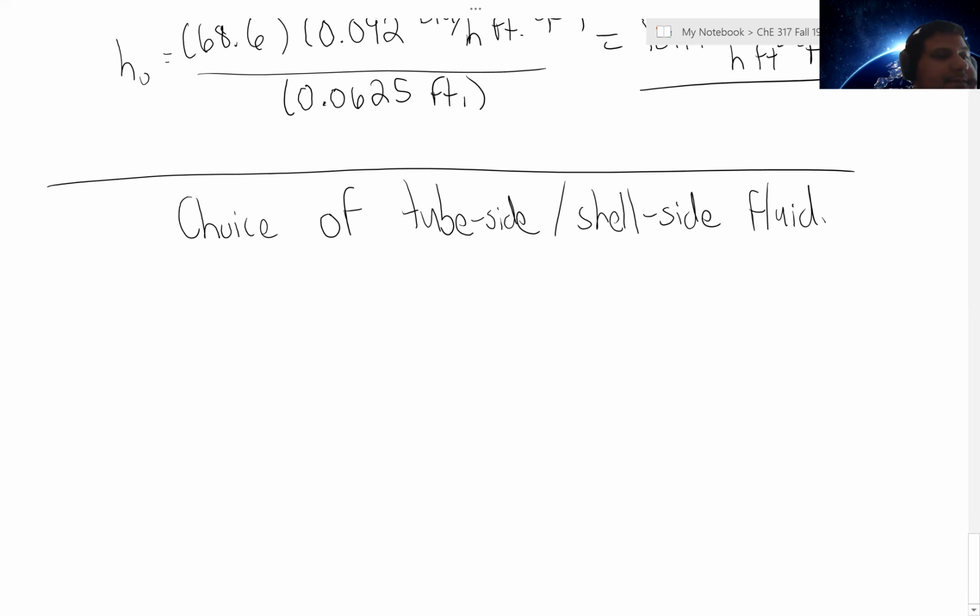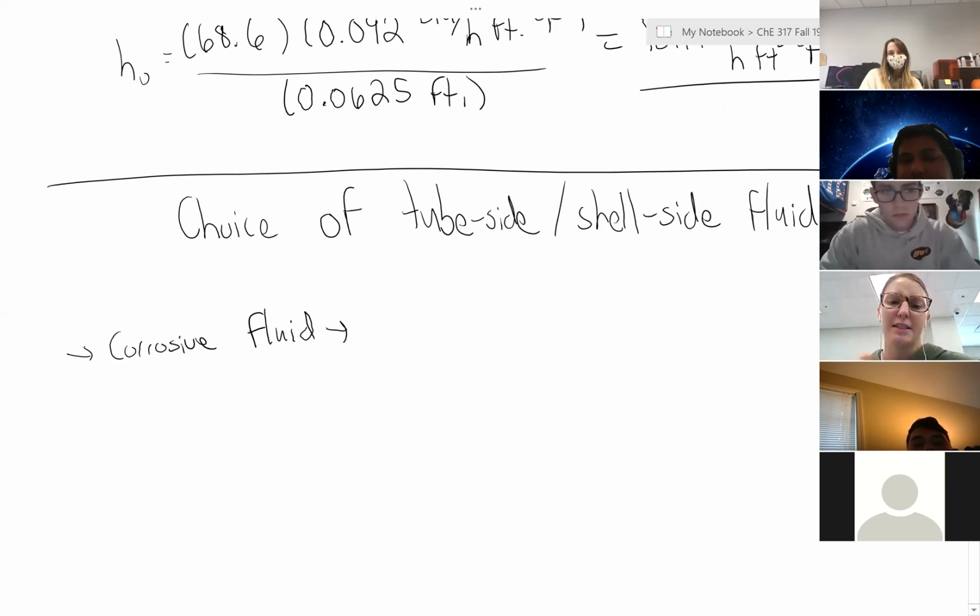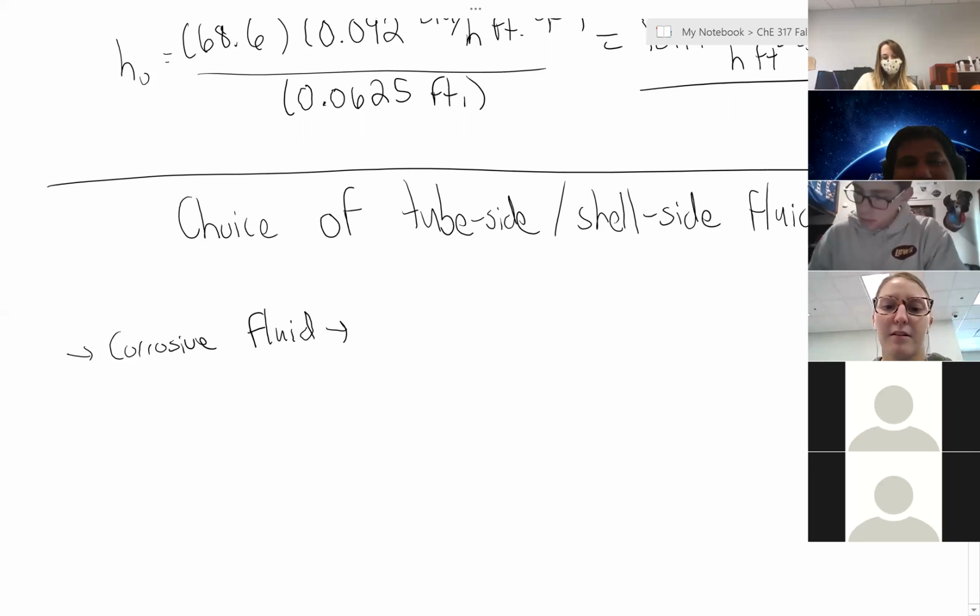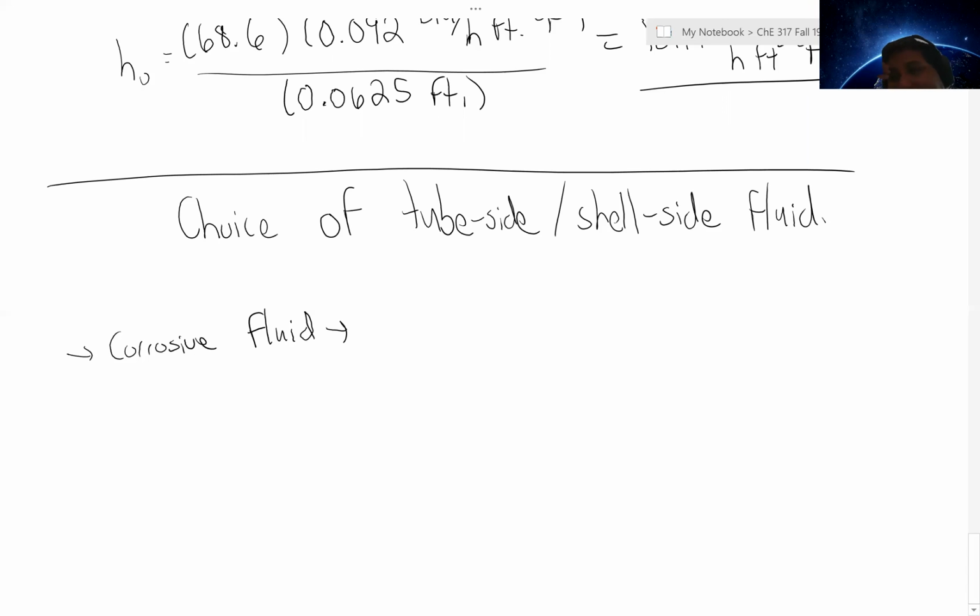So, if I had a corrosive fluid, should this be shell side or tube side? Tube side. Why? Because the corrosive fluid will only corrode the tubes on the tube side, whereas if it's on the shell side, it'll corrode both the shell and the tube. That's close. You're like 90% there. I'll give it to you. You are correct in that you would definitely want this tube side.